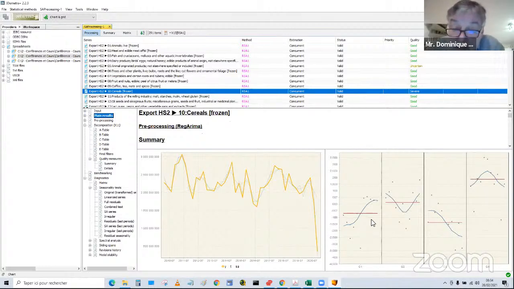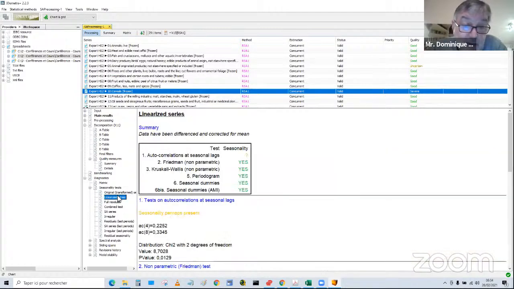Here, it's much more difficult to judge the size of a component, because this is an additive model, but it looks not so big, but I cannot read it here. That's why I prefer multiplicative model, because I can see immediately the size of a seasonal component. So here I'm a bit puzzled. So I have to go here to the seasonality test. So let me check the test.